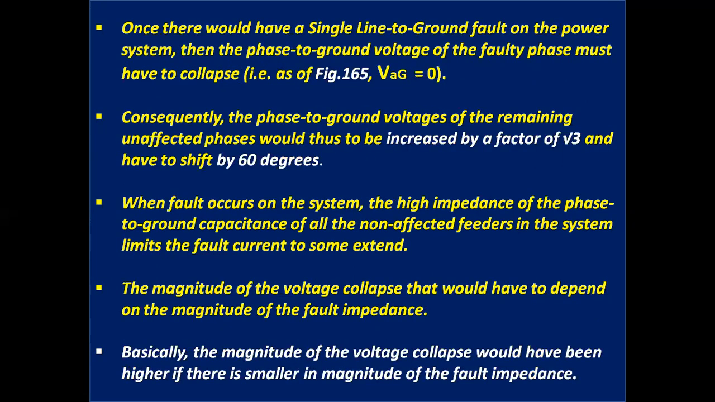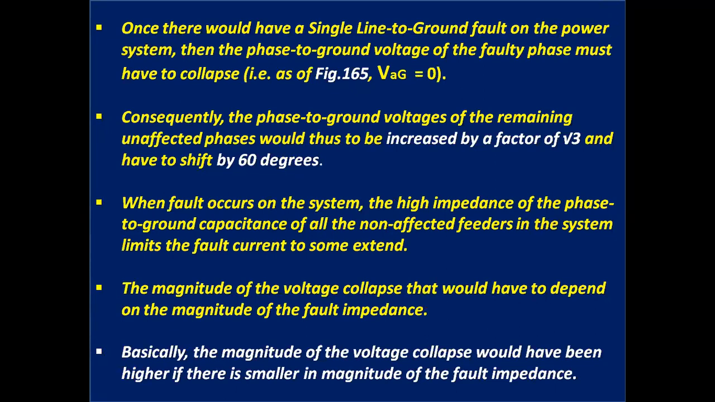Once there is a single line to ground fault on the power system, the phase to ground voltage of the faulty phase must collapse. That is, as of figure 165, VAG equals 0. Consequently, the phase to ground voltages of the remaining unfaulted phases would be increased by a factor of √3 and shift by 60 degrees.